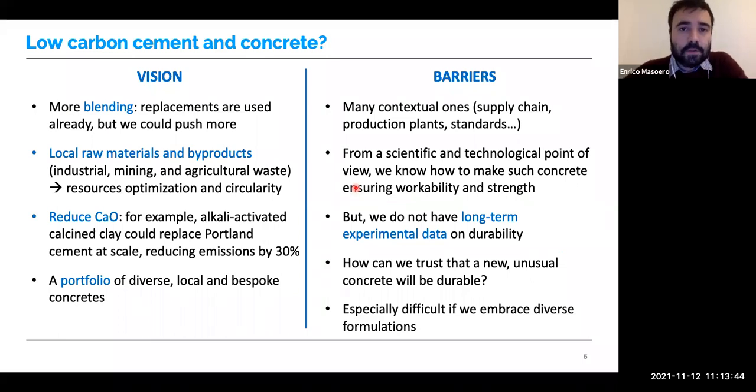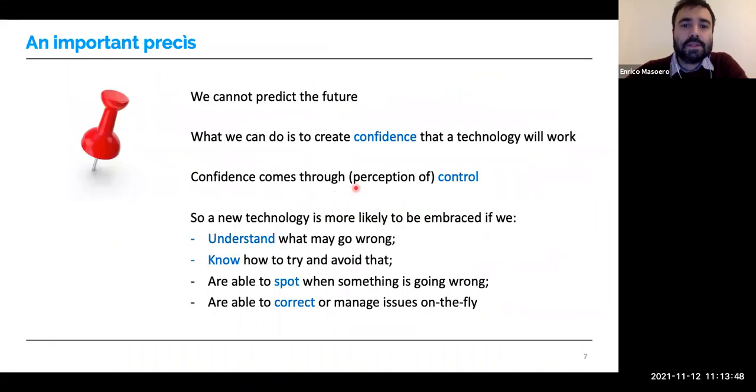And this is where, to me, science really can contribute. It's trying to build confidence that these new materials will actually be safe to use and can achieve the standard that we want for durability. So we cannot predict the future. So we are going to move into modeling soon, how we can help creating confidence.